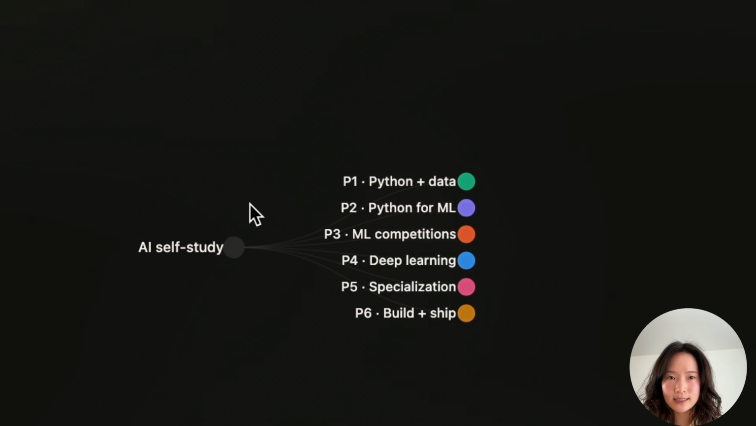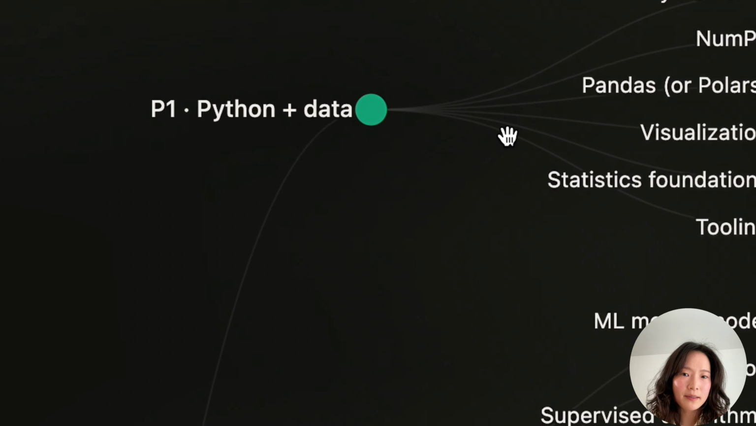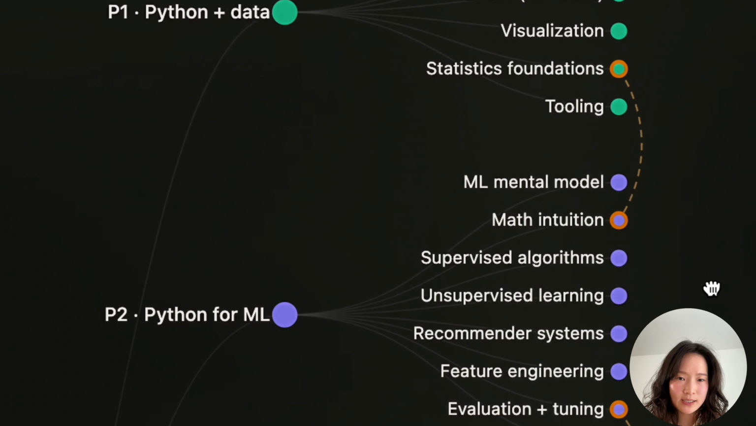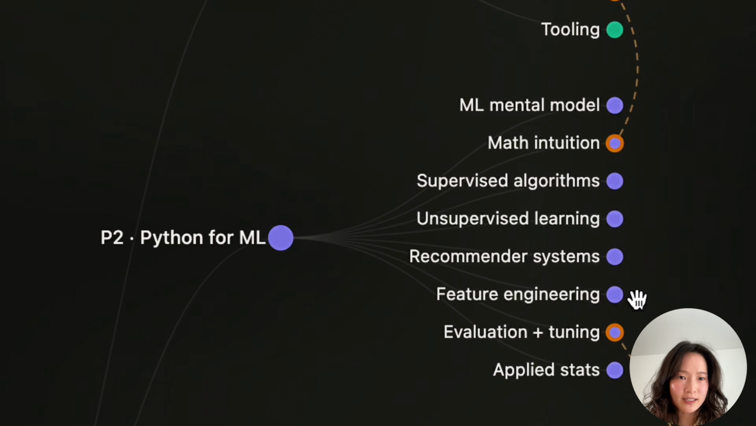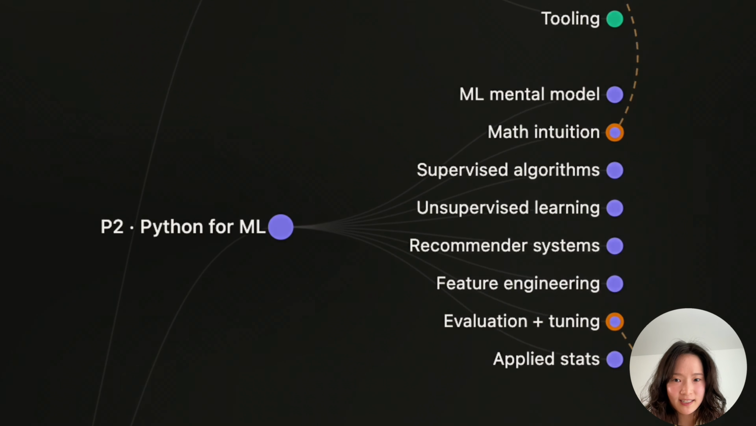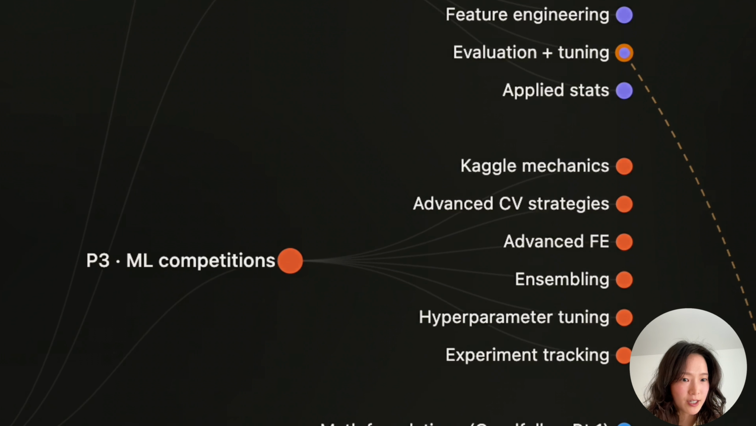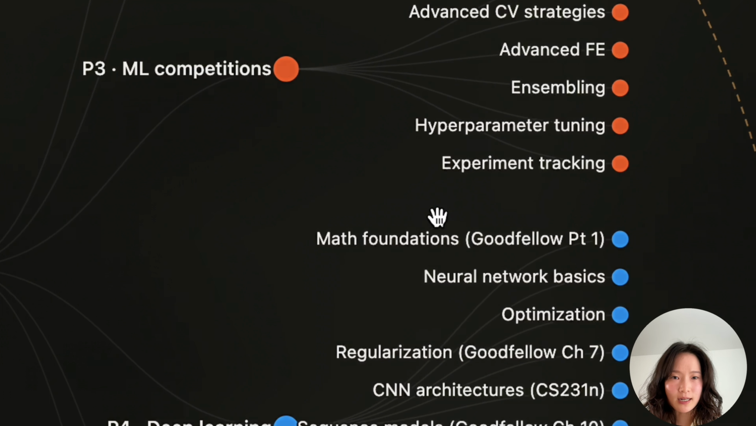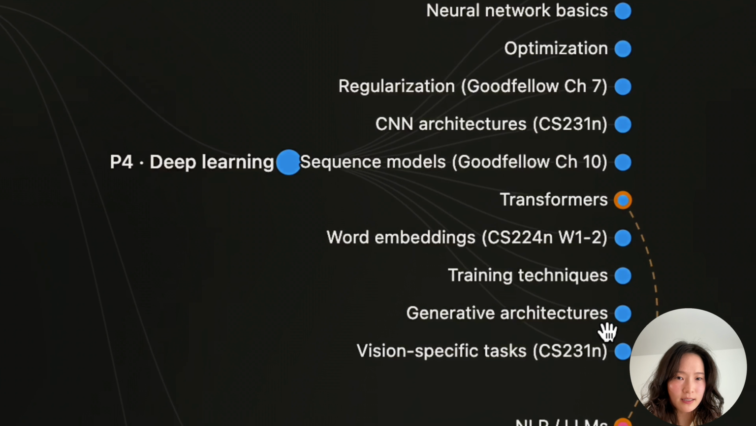I also want to share this with you. I've created this AI self-study roadmap for people who want to understand the concepts better. On this mind map, you can unfold it. I've listed down from phase 1 to phase 6. And if you expand it, you'll be able to see what kind of concepts you should focus on. For example, Python for machine learning, the things you should know are supervised, unsupervised, recommender system, feature engineering, evaluation metrics, applied statistics, machine learning competitions, what kind of things you should pay attention to, and deep learning, what kind of concepts you'll be learning, what kind of specialization.